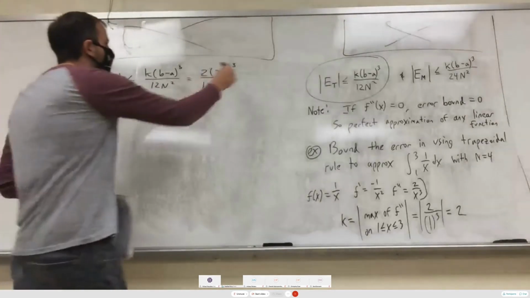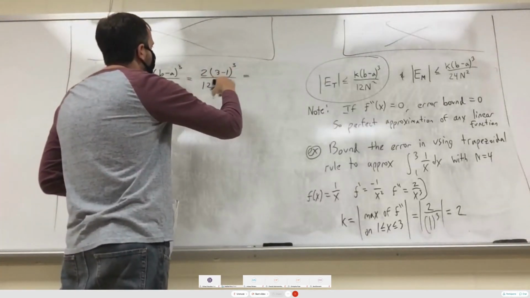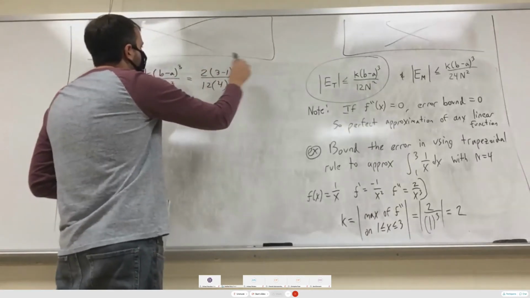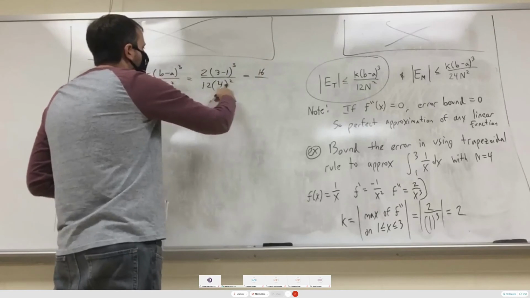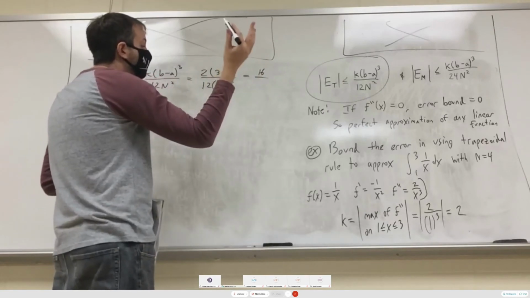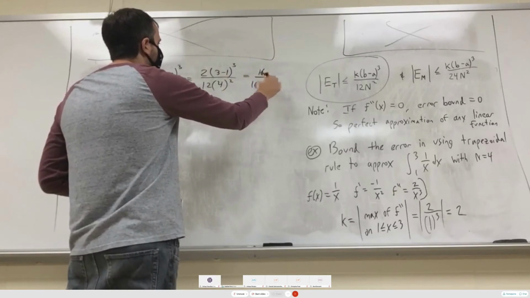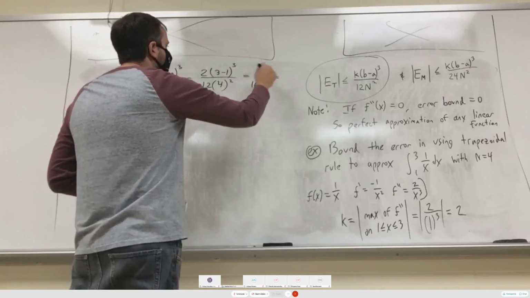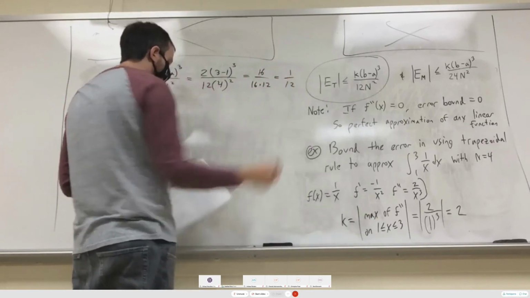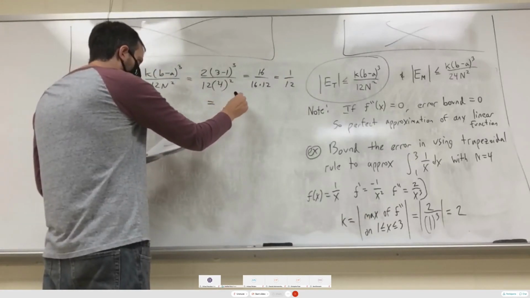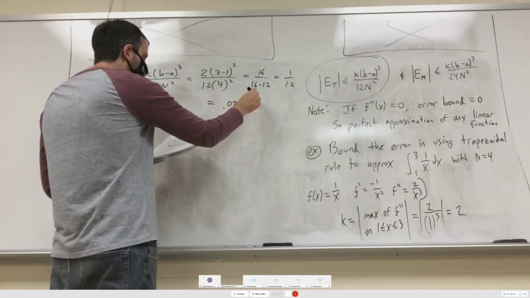So it's pretty easy to figure all this stuff out, right? This is basically 2 cubed is 8 times 2 is 16. 4 squared is 16 times 12. Might as well just leave it factored because the 16s cancel. And I get 1/12, which is equal to 0.08333.